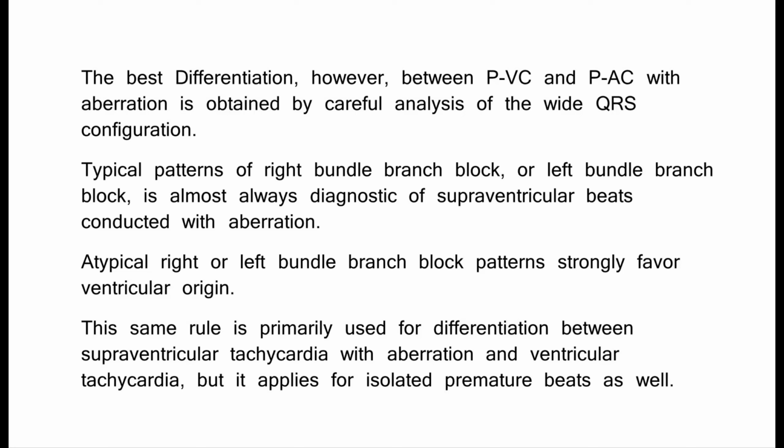The best differentiation, however, between PVC and PAC with aberration is obtained by careful analysis of the wide QRS configuration. Typical patterns of right bundle branch block, or left bundle branch block, is almost always diagnostic of supraventricular beats conducted with aberration. Atypical right or left bundle branch block patterns strongly favor ventricular origin. This same rule is primarily used for differentiation between supraventricular tachycardia with aberration and ventricular tachycardia, but it applies for isolated premature beats as well.